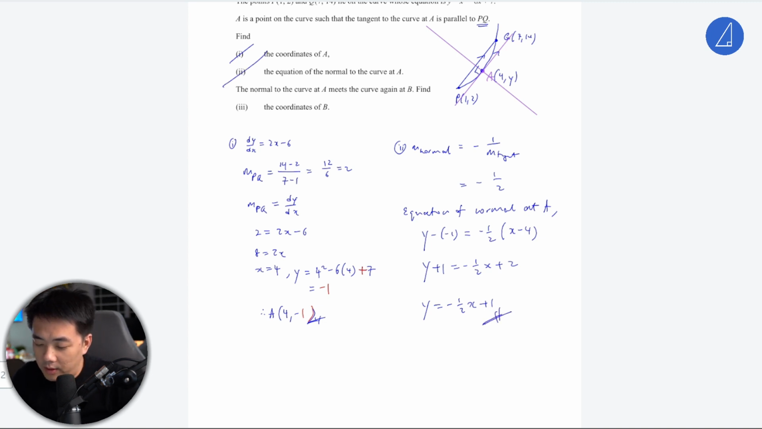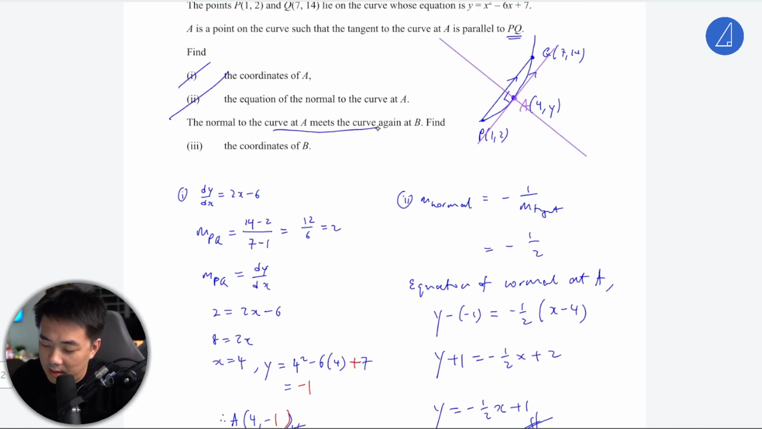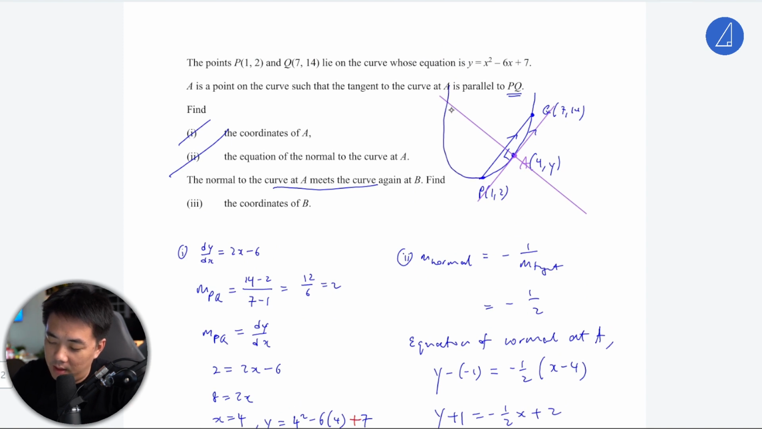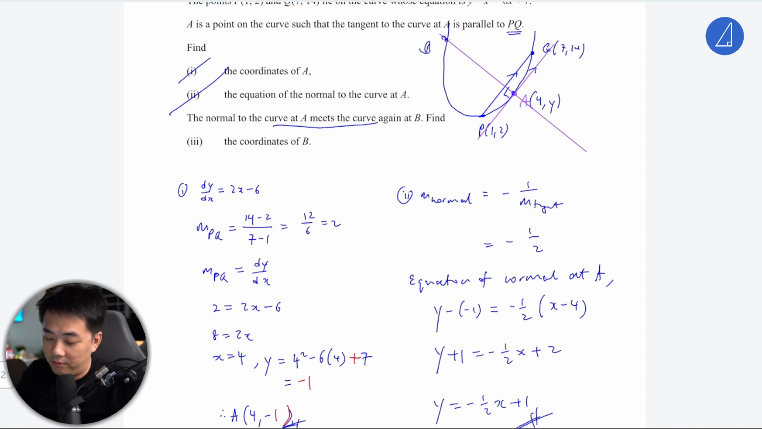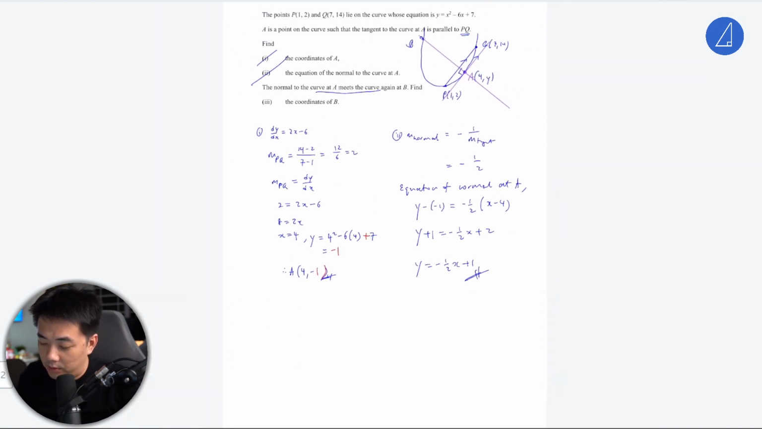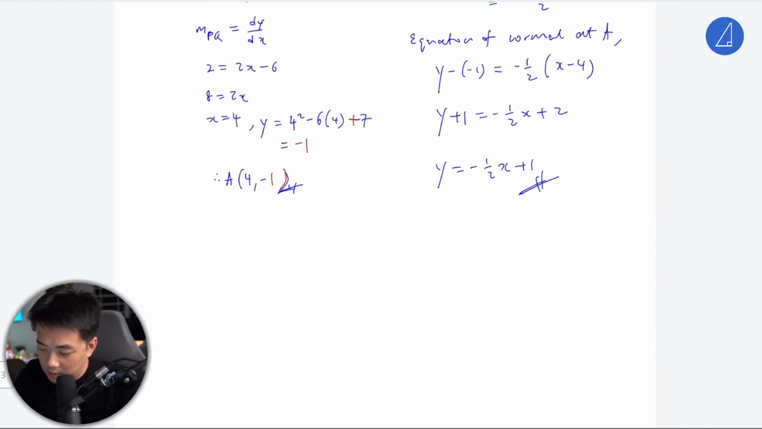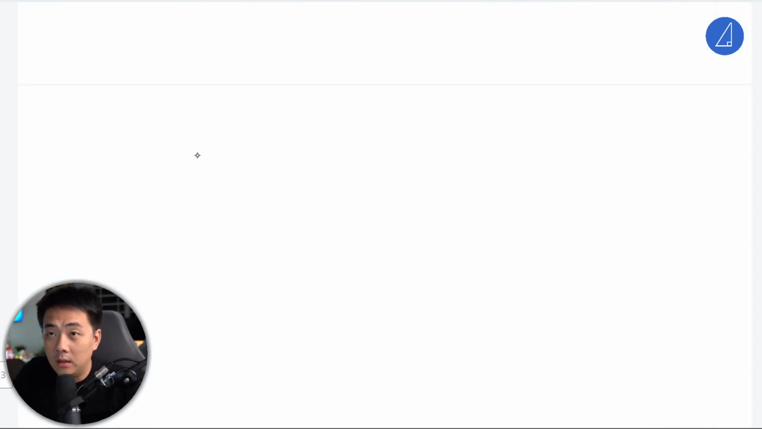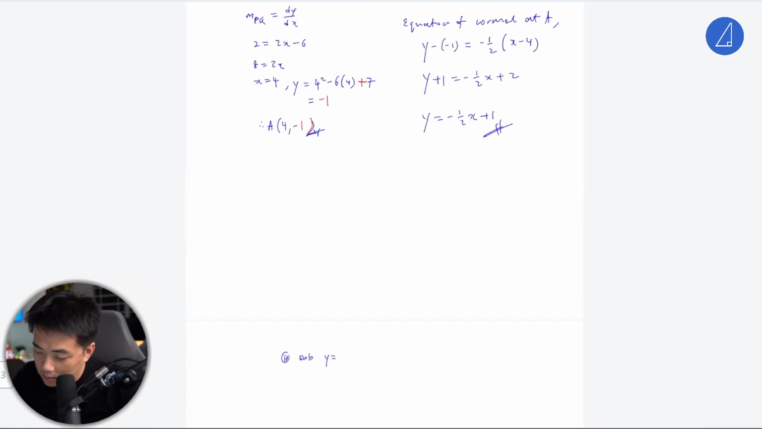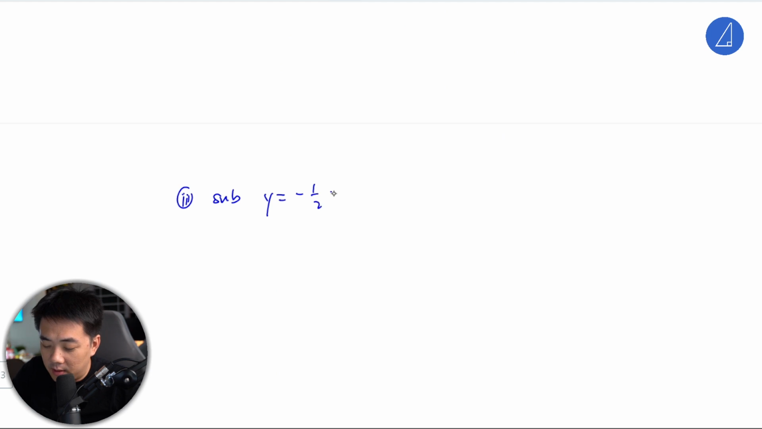Then let's look at part 3. The normal to the curve meets the curve again at B. I think it's pretty okay. We just substitute into this equation and solve for B. So for part 3, substitute y equals negative half x plus 1 into the equation of the curve to find our B.